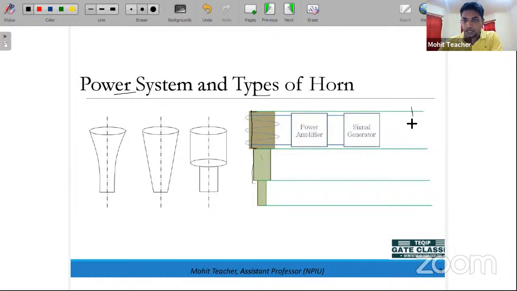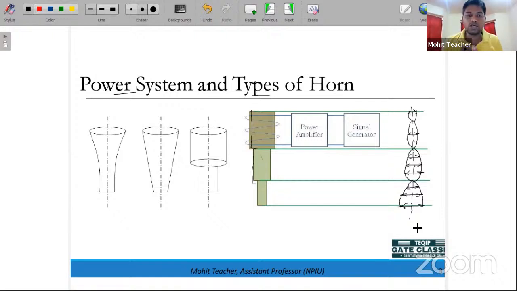I'm just drawing a line. It will start vibrations like that, up to this, like this only. But we have to magnify this vibration, because we have to increase the amplitude, so that's why we are using the horn. If we use the horn, then the amplitude of the vibration is increased, and it will be like that. This is the range. So this is the maximum vibration.